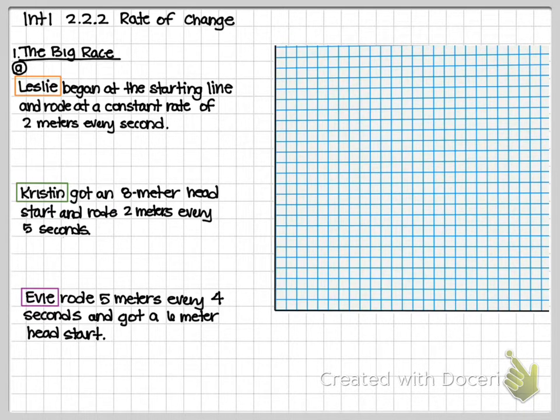Okay, now that you have your supplies, we're going to go through and take these situations and try to create linear graphs out of them. So we've got our 3 people. The first person we're going to deal with here is Leslie. So make sure that you write down the information that we know about Leslie.